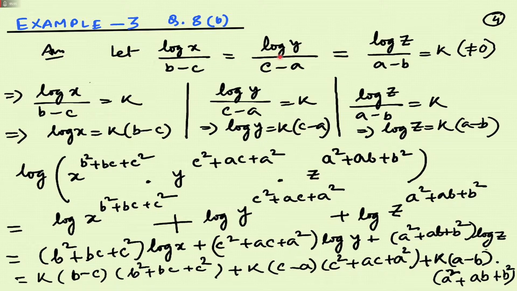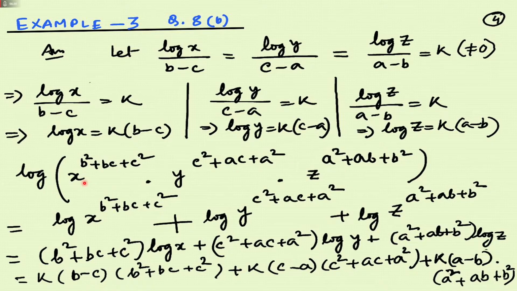Now you have been given this term and these three are equal, so I am taking the value of this ratio as k, and obviously it is a non-zero value. So log x by b minus c is k, and log x will be k into b minus c. Similarly you can find log y from here and you will get k into c minus a, and log z is nothing but k into a minus b.